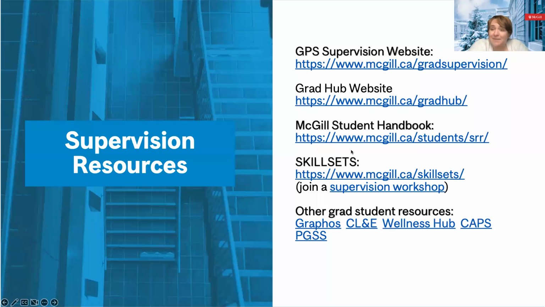The resources, as I've been saying throughout, so I'm just going to recap them really quickly. You'll have the links here in the slides. So the GPS Supervision website, I really recommend you check it out. It's got lots of resources on things you might be interested in learning more about and videos. The GradHub website, you've probably received emails about already. The GradHub website provides a one-stop shop for any question you might have as a new student coming to McGill, especially a new graduate student. It's got resources on supervision. It's got resources on moving to Montreal. It's got a range of things. The McGill Student Handbook outlines all of the policies that you're bound by as a student. Definitely good to familiarize yourself with that early on.